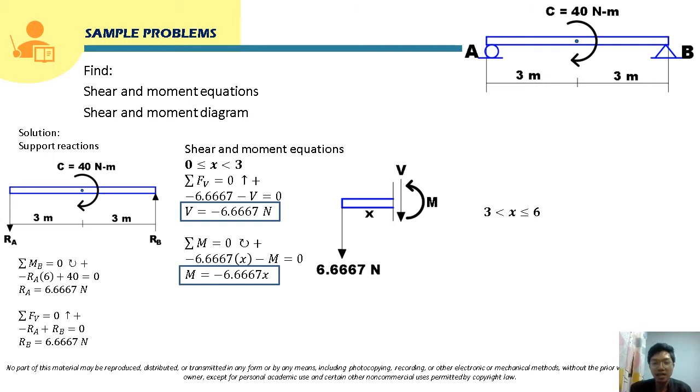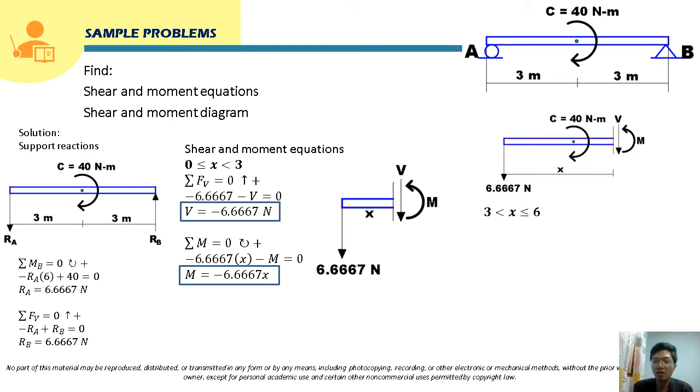Now, class, for the second segment, our second segment is from this point to this point, so this is from 3 to 6. From 3 to 6, for the shear and moment equations, we are going to cut this segment within its span. So let's say we cut it here, and the distance of this section from the leftmost part of this beam is x. We will consider this left segment.